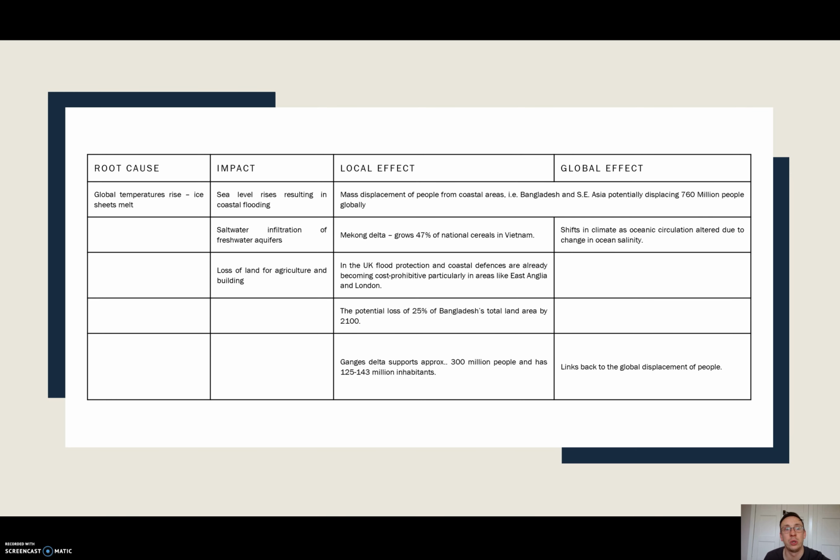Also, if we see huge amounts of saltwater being infiltrated into these areas, or if we see huge amounts of fresh water going into oceanic systems, we'll see alterations to oceanic circulation. Now, that's going to be hugely important. If we look at the UK, the thermohaline convection has huge impact on keeping the United Kingdom's climate the kind of moderate state that it is at the moment.